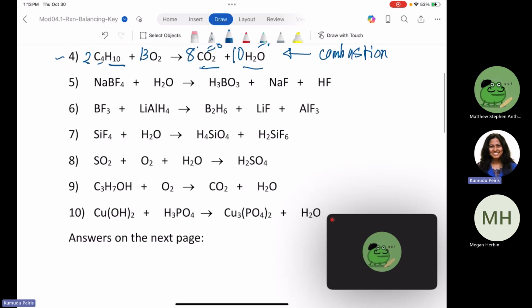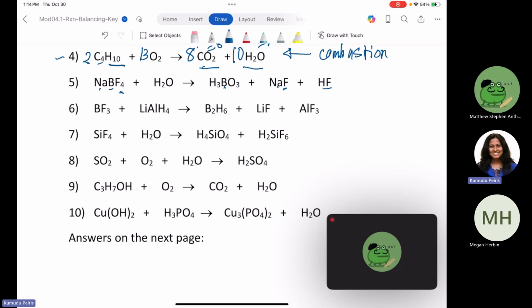Okay, we'll go to the next one. Sodium tetrafluoroboron, right? So when we look at this, I have one sodium, one boron, 4 fluorines, but here 1 and 1, I have only 2.